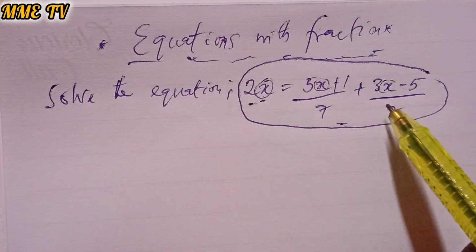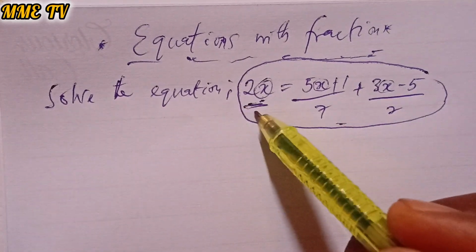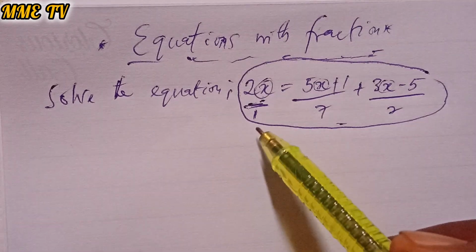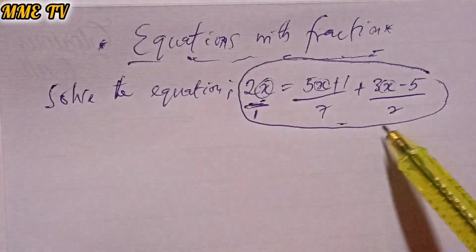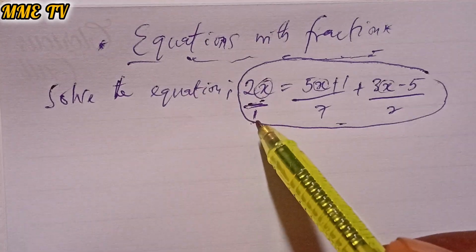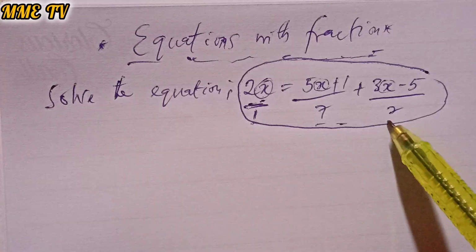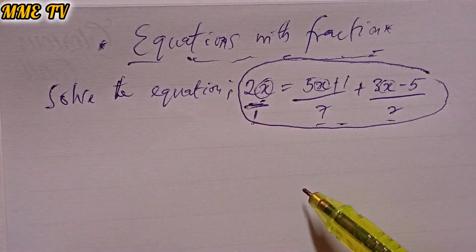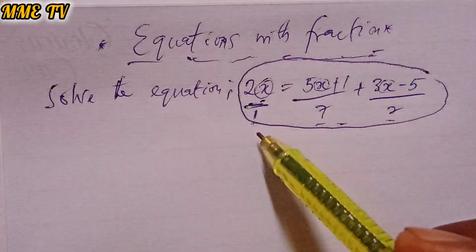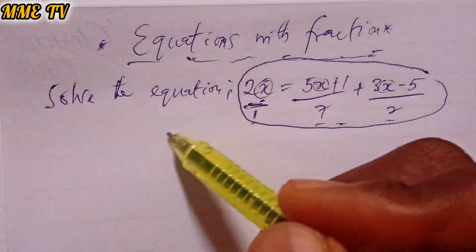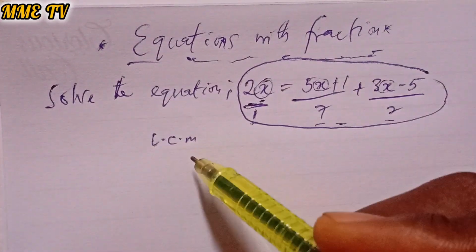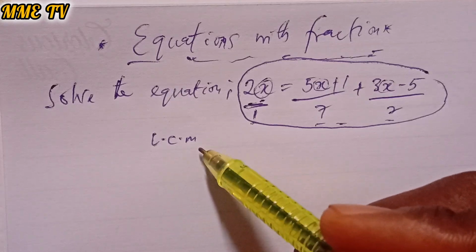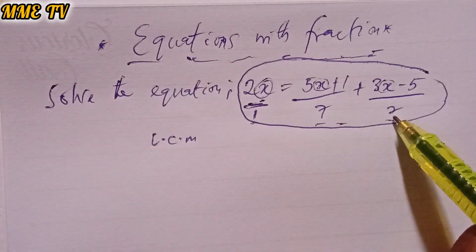Now, whenever you meet something like this in mathematics, remember that this 2x is also over 1, right? So all of these are denominators, and the ones at the top are all numerators. Now, if I'm solving this, I am going to find the LCM, lowest common multiple, of 1, 7, and 2.